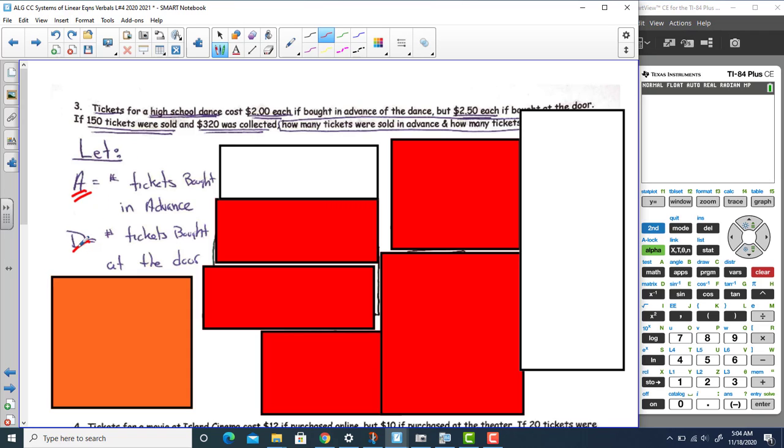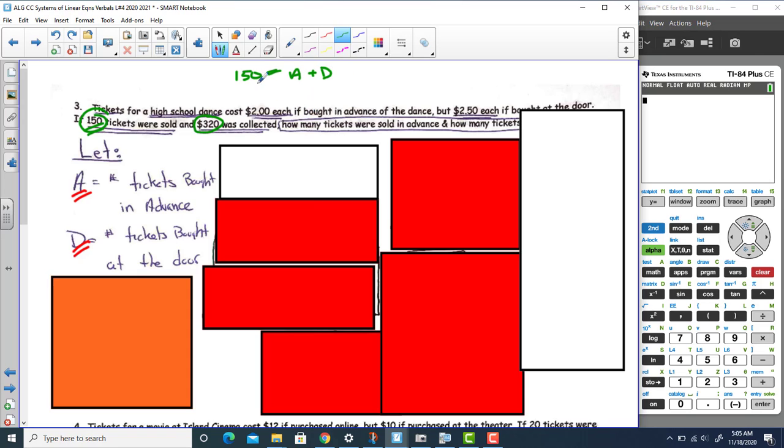Once you set up your 2 variables appropriately, the next step would be to try and write the equations that describe the information in the question. Now this one's a little bit tricky because each sentence doesn't exactly translate perfectly to an equation. What we actually have here are 2 totals. We have a total of 150 and we have a total of $320. And if you're not sure where to start an equation, a good place to start is with the total. So the easiest thing might be to suggest that we know the total of 150. So 150 is the number of tickets sold. So that must be what happens when we add A and D together, the advance and the doors together.